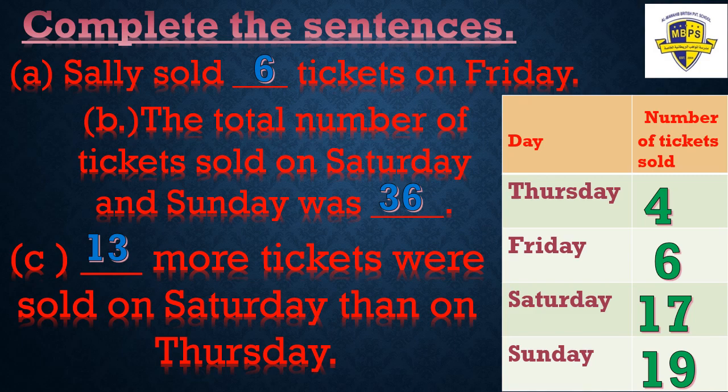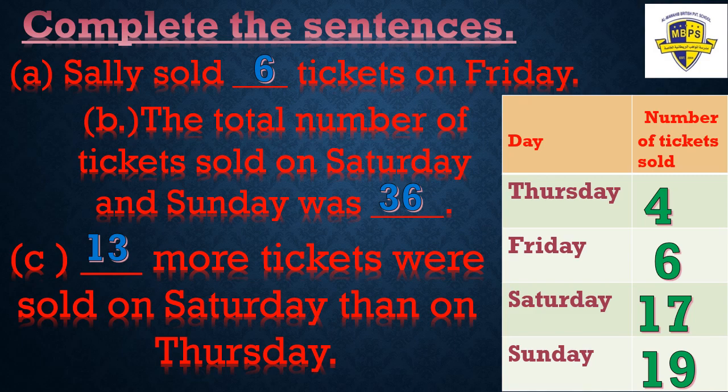Now you all know that when we have the word total, what do we need to do? Come on, think, children. Very good. We have to plus, we have to add. Total means to add. So we are going to add which 2 days? Saturday and Sunday. So how many tickets on Saturday? Very good. We have 17 tickets on Saturday. And how many on Sunday? Very good. We have 19 tickets on Sunday. So we are going to add the 2 numbers, 17 plus 19, which gives us 36. Very good, children.